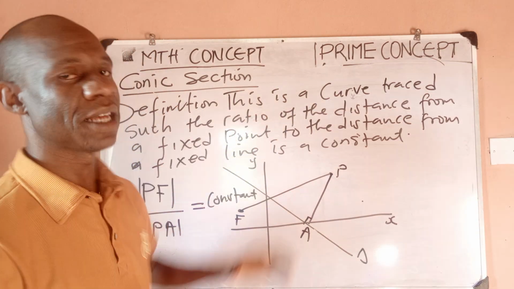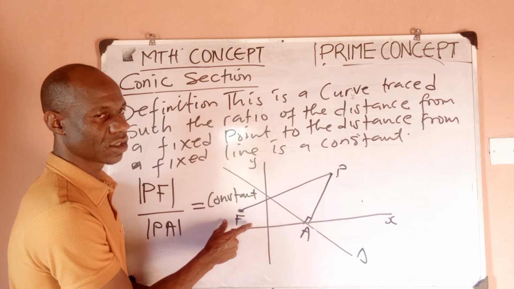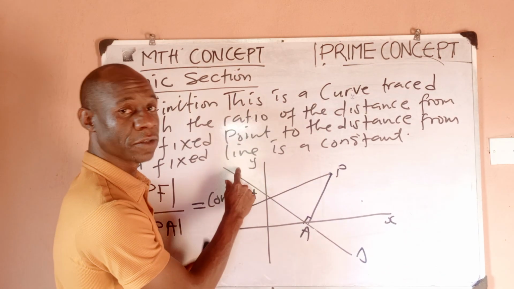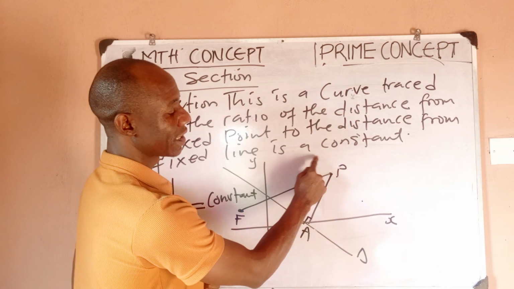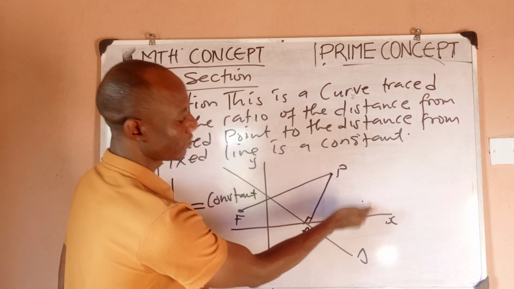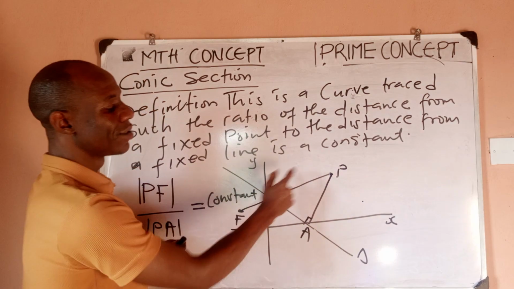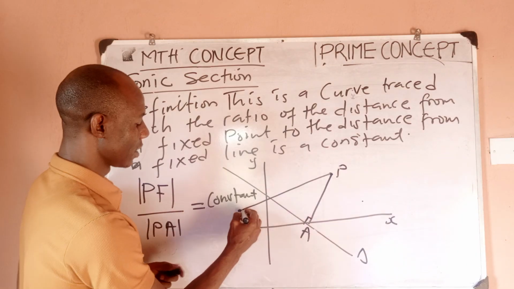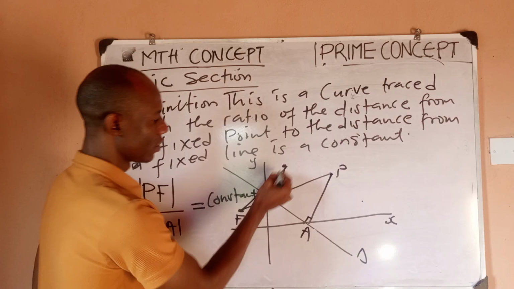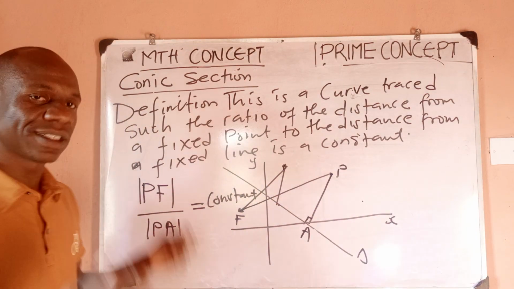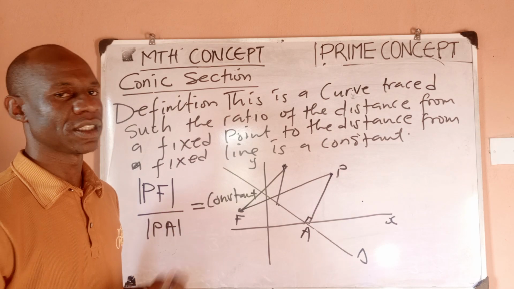So I believe that this definition is clear to you. Now take note that this point is fixed. It does not change, right? This line is also fixed for a particular conic section. It won't change. And then this point can change, so this is a point that can vary. Anywhere I locate this point, the ratio of the distance will still be the same. If I locate another point here, the ratio of this distance to this will still be the same. It will still be constant. So that is what this definition is actually saying.